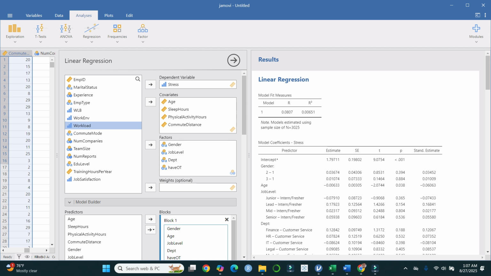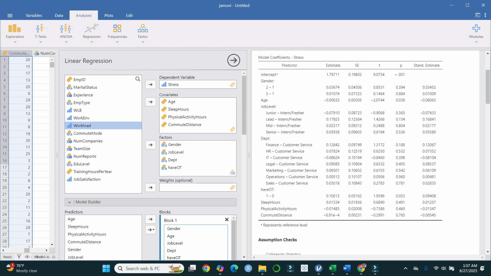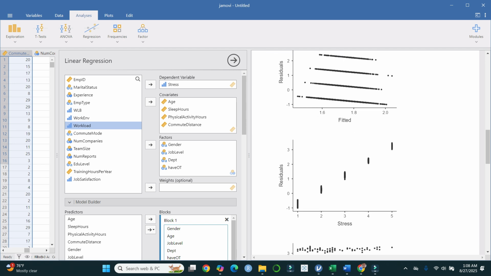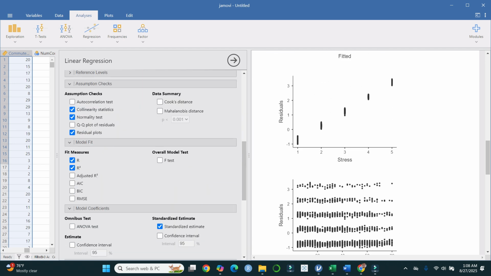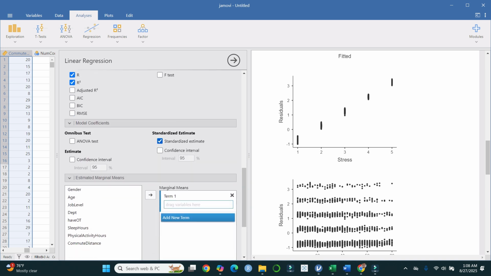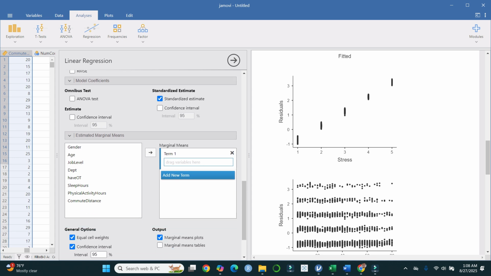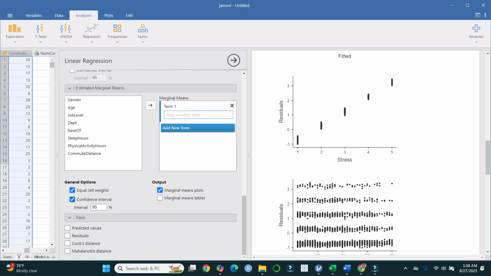So I have the results that I output. I'll scroll down and show you what I checked. We've got our fit measures for our linear regression model, our plots, normality, collinearity, and then we wanted our standard estimate with a confidence interval of 95%.